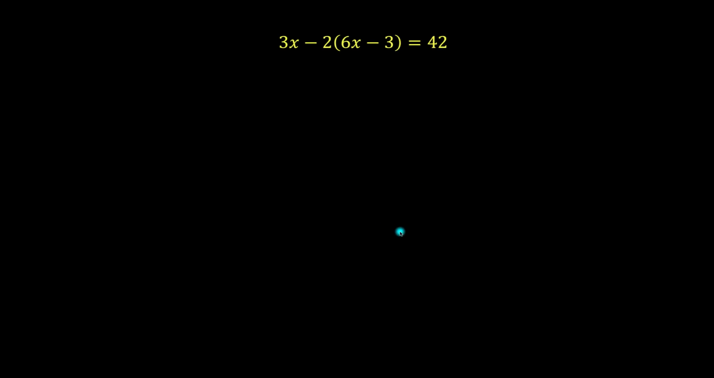Okay guys, here's another one. Now this is going to be a bit tricky. You just have to be careful with that negative sign. So let's go ahead and do that. The very first thing we're going to be doing is dealing with the bracket. We'll keep our 3x there. Negative 2, so that's a minus 2 times a positive 6. That will give me minus 12x. Negative 2 times negative 3, that will give me a plus 6, which is equal to 42.